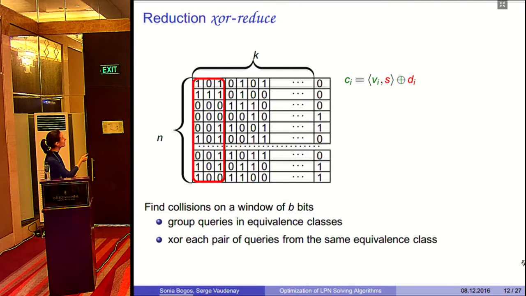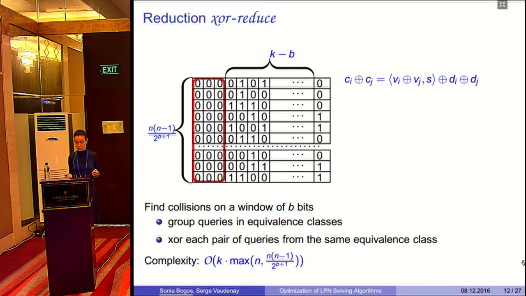So for example, this query is going to be XORed to this query, then this query is going to be XORed to this one, and then this one to this one. And because they have the same value on the first b bits, when we XOR them, we obtain zeros. So what we get with this reduction is that we reduce the size of the secret, but now the new queries are the XOR of 2 original queries, so we have to pay a price: we now have a larger noise.